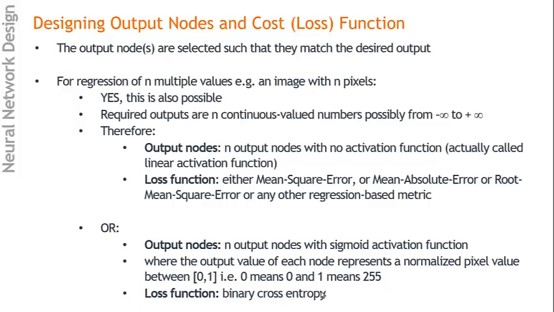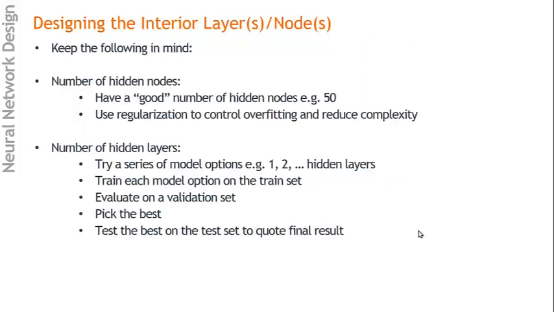Now you'd use binary cross entropy because each pixel is being evaluated independently of the others. Now, as far as interior layers and nodes, there are no strict rules. And this comes more with experience and also can depend on your particular application. So the general idea is that the more nodes and the more layers, the more complexity you will have.